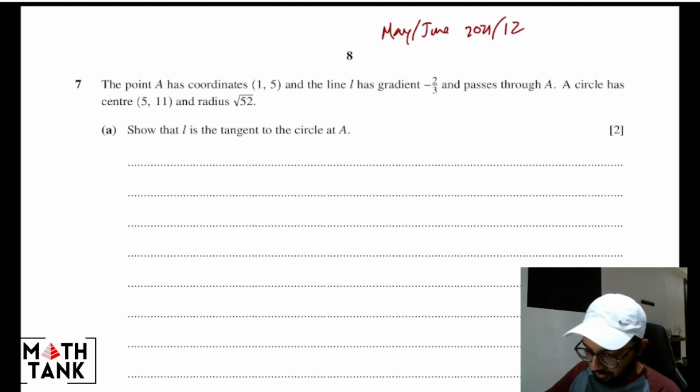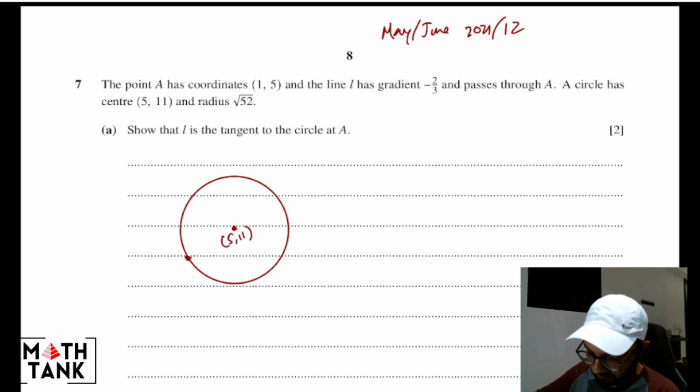Okay, now let me just quickly draw that. 5 comma 11 and 1 comma 5 would appear somewhere here. I just need to show that, since this is the tangent and it already has the gradient minus 2 over 3, I just need to show that this is a tangent. I could show it in two different ways.